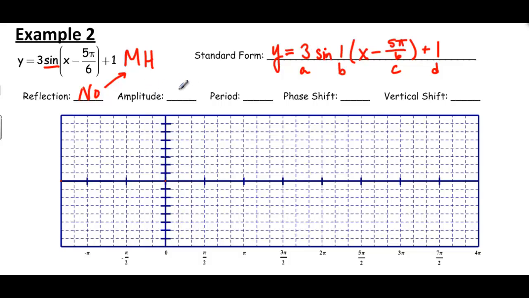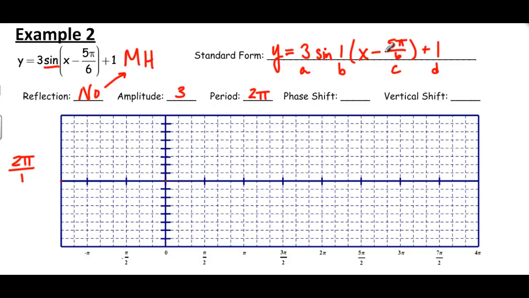Amplitude. A is 3, so the absolute value of 3 is 3. Period is always 2 pi divided by the b value. Well, 2 pi divided by 1 is just 2 pi. This tells me that this graph is going to look the exact same, or have the same tone, as our original sine graph. So it's not going to be a higher pitch or a lower pitch. It's going to look the exact same. If it was a slinky, stretched out the same.